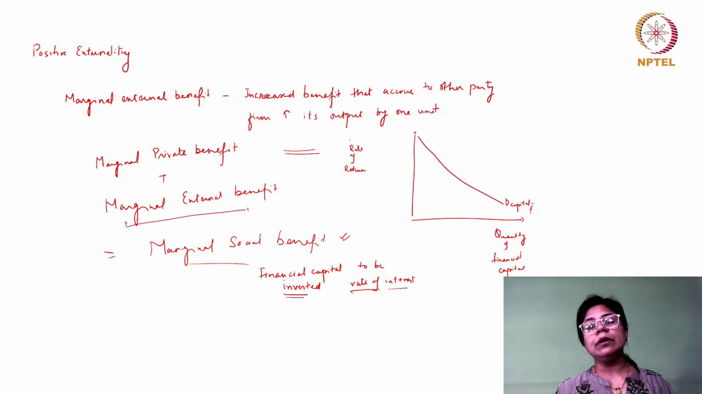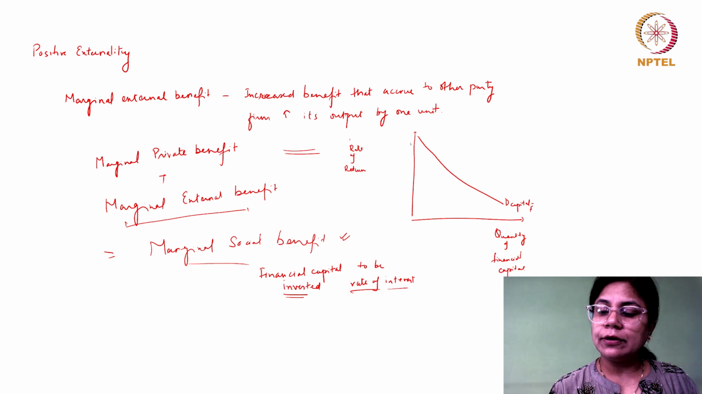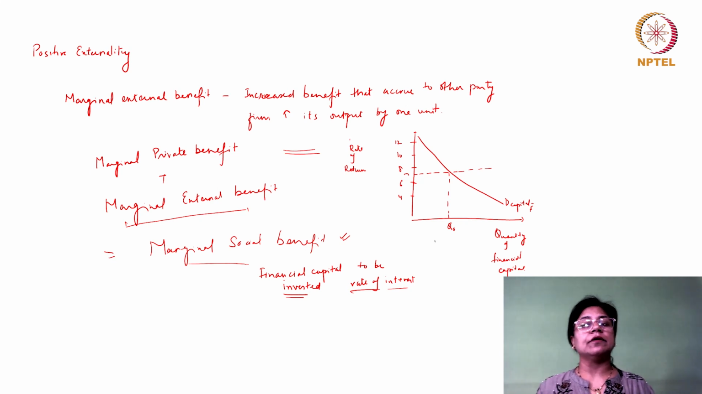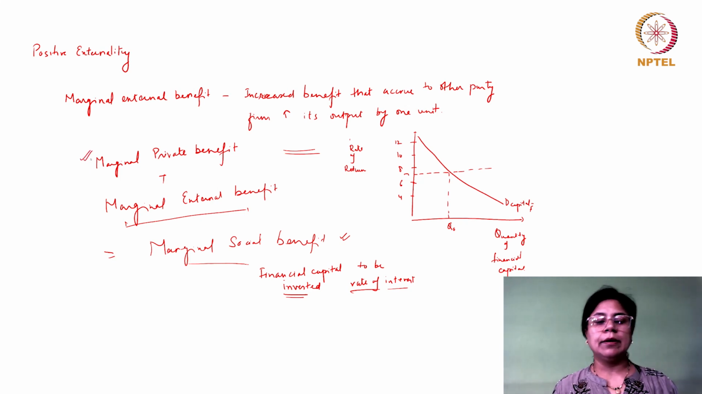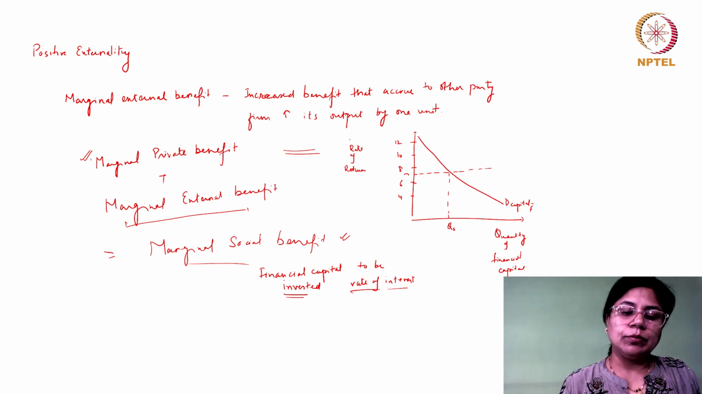As the rate of interest goes down, the willingness of the firm to invest in the R&D project is increasing. So suppose that there are different rates of return available, maybe 12%, 10, 8, 6 and 4. And the going rate is, let us say, somewhere around 7%. So based on that, the firm will decide that it should invest Q naught amount of financial capital in their research and development projects. What we have talked about is effectively the private benefit, equating it with the interest rate and finalizing the amount of capital to be invested.